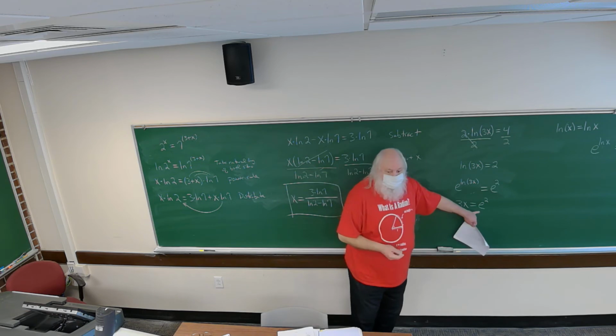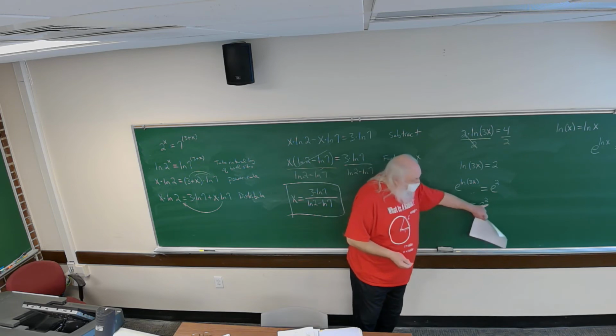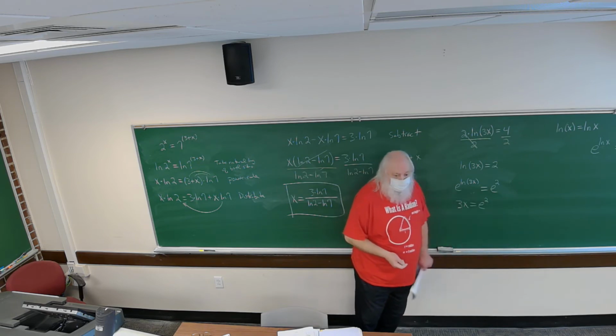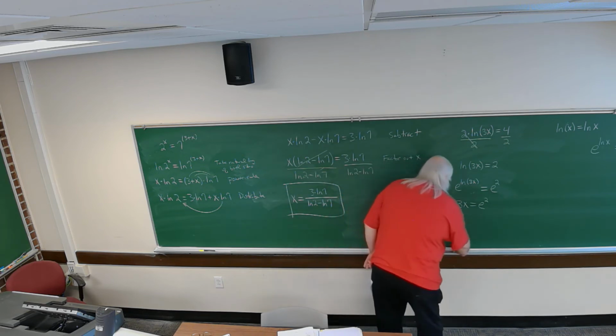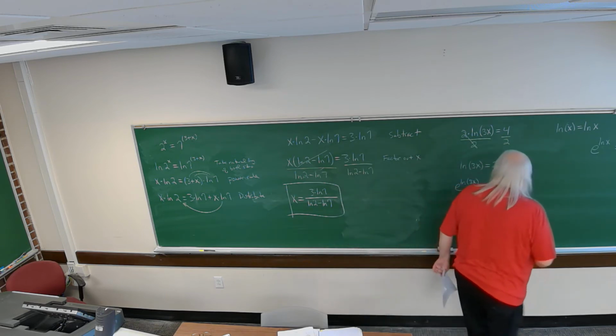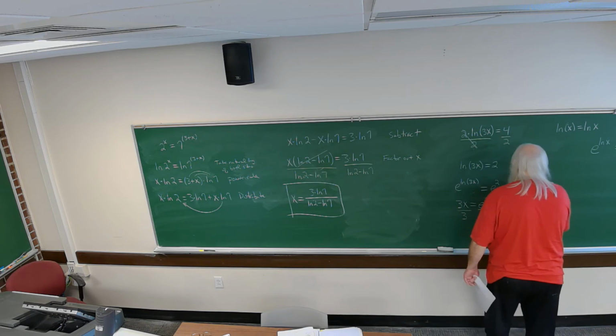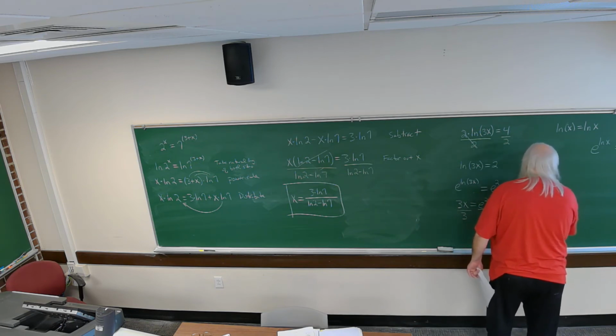Now e squared is a real number, because remember e is 2.71 something, so this is like 2.71 squared. e squared is a real number. So now to solve for x, we divide both sides by 3, and we get x is equal to e squared divided by 3.